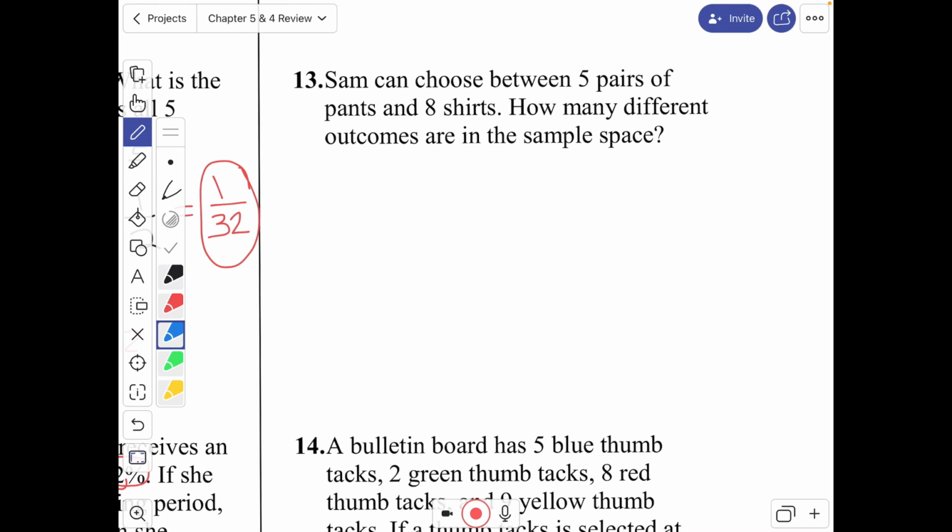Number 13, Sam can choose between 5 pairs of pants and 8 shirts. How many different outcomes are in the sample space? Well, we could make a list, or we could do just like we've done on the last one. There's 5 options for pants times 8 options for shirts. That makes 40. Anytime you have a combination of things, we just multiply.